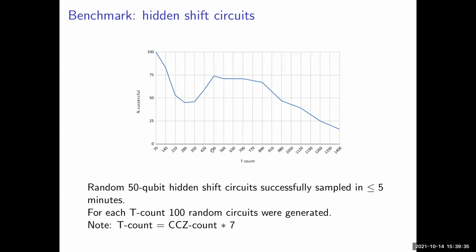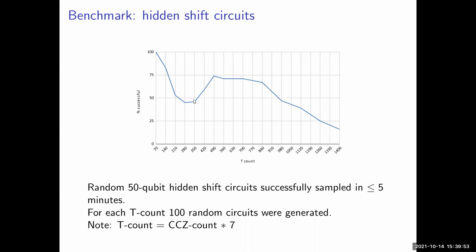And we see that we can deal with much, much larger circuits, right? So these are 50 qubit circuits, and at the end we have 1400 T-gates, and we can still simulate about 20% of them. So these are very large circuits, and we can still simulate them in under 5 minutes on this cluster.